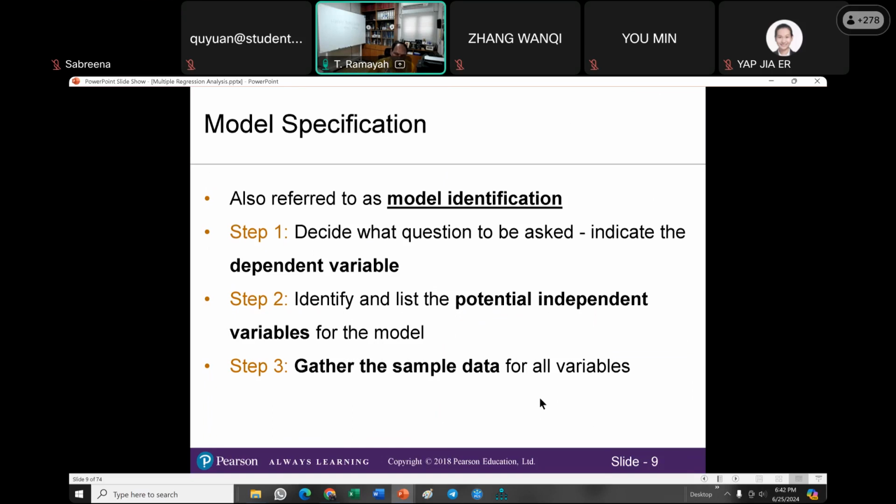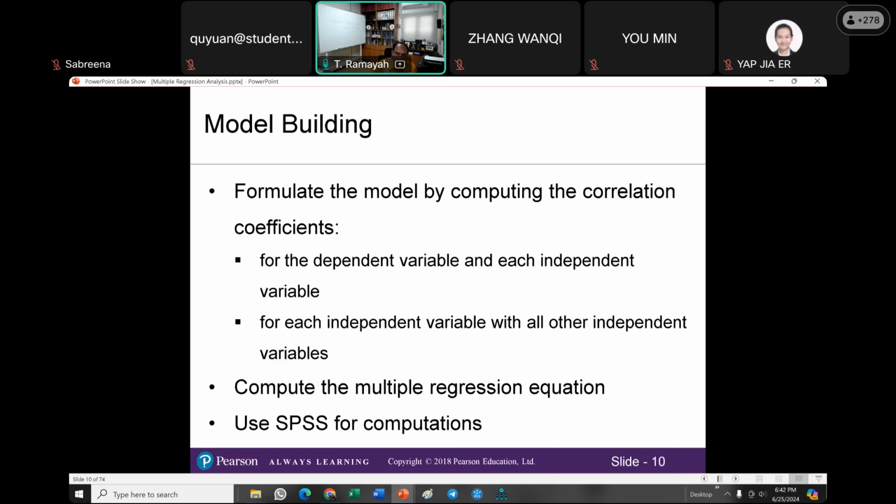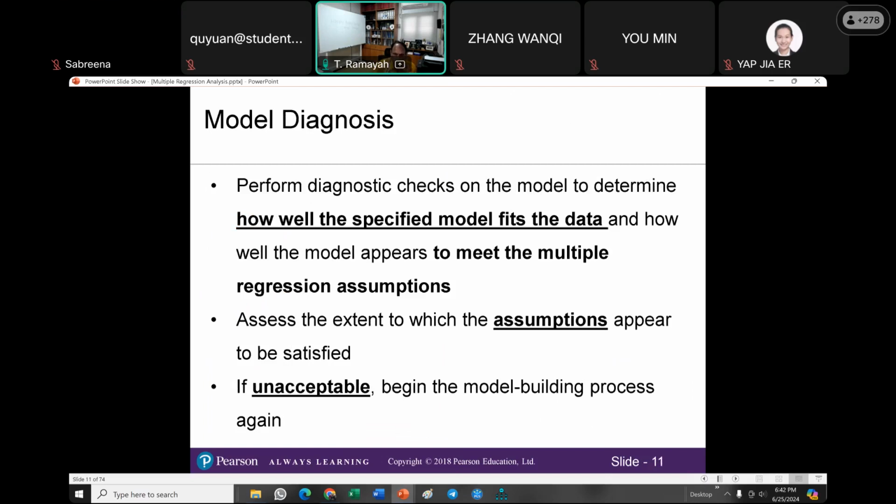You don't have to gather the sample because the data was already given to you. And then we will run this analysis using software like SPSS, because if you want to do it manually, it will take 2 to 3 hours to calculate all the coefficients. So we will run them using software. Later I will also show you how to assess assumptions.